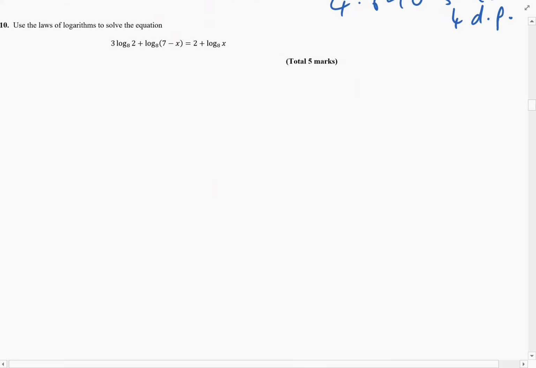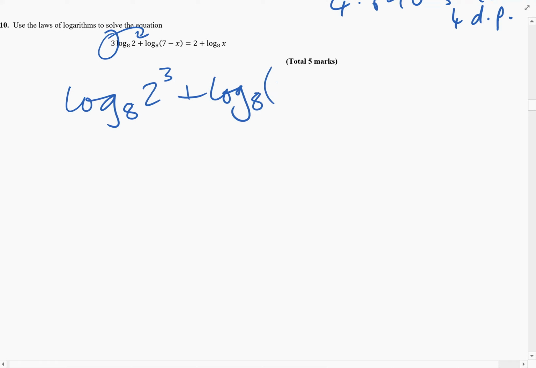Let's move on to question 10. We've got to use the laws of logarithms. Before you do any simplifying with logarithms, it's always a good idea to move these powers up to the top here. So I would move that power up to there. That would be the first thing I would do. And then I would get all the logs on one side. So I would write log 8 of 2 cubed plus log 8 of 7 minus x. And then let's just subtract this from both sides. So minus log 8 of x equals 2.